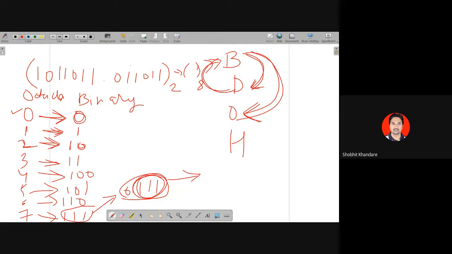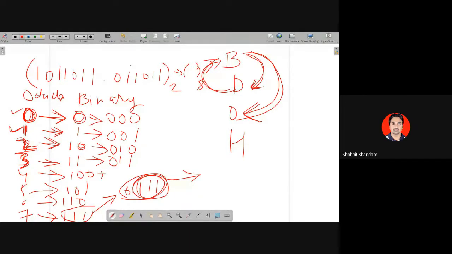This 0. 0 0 0. Very good. It is 0 0 0. How do you represent this 1 in binary? 0 0 1. Very good. How do you represent this 2 in binary? 0 1 0. Very good. How do you represent this 3 in binary? 0 1 1.